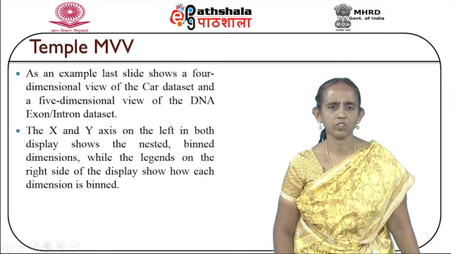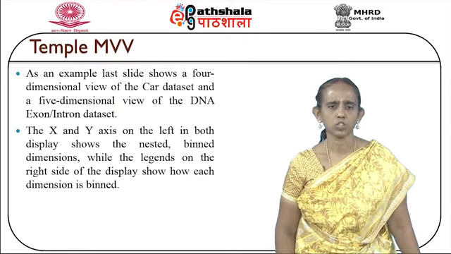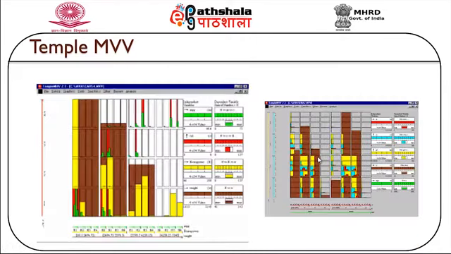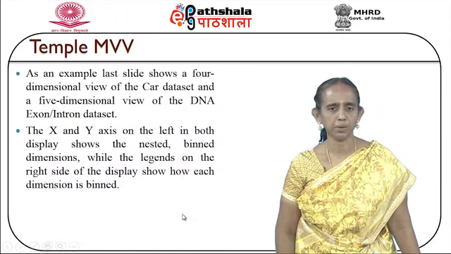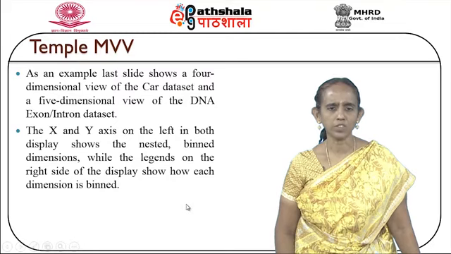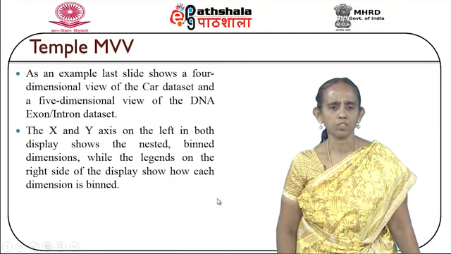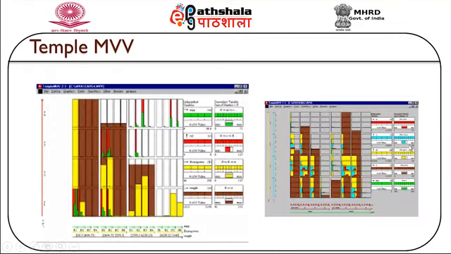The X and Y axis on the left in both the displays shows a nested as well as binned dimension of the dataset, while the legends on the right hand side display how each dimension is being binned. The right hand side legend will describe how each binning has been done in both the cases.